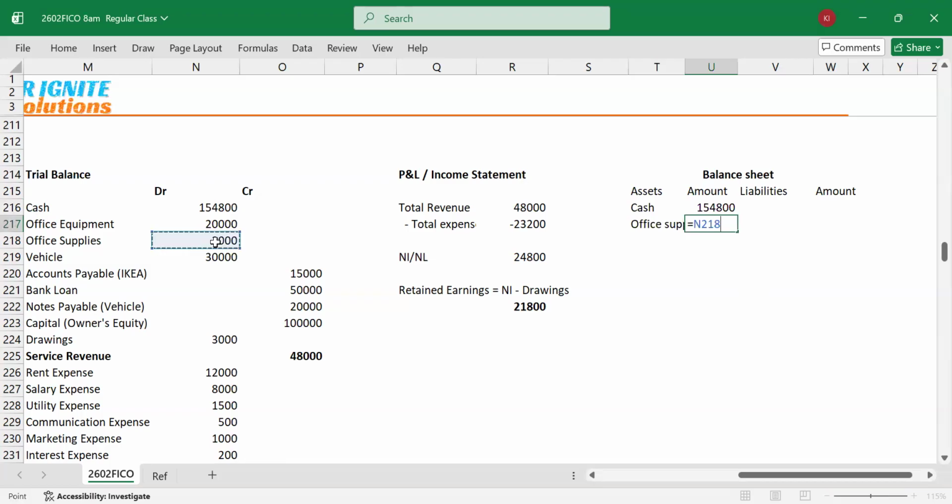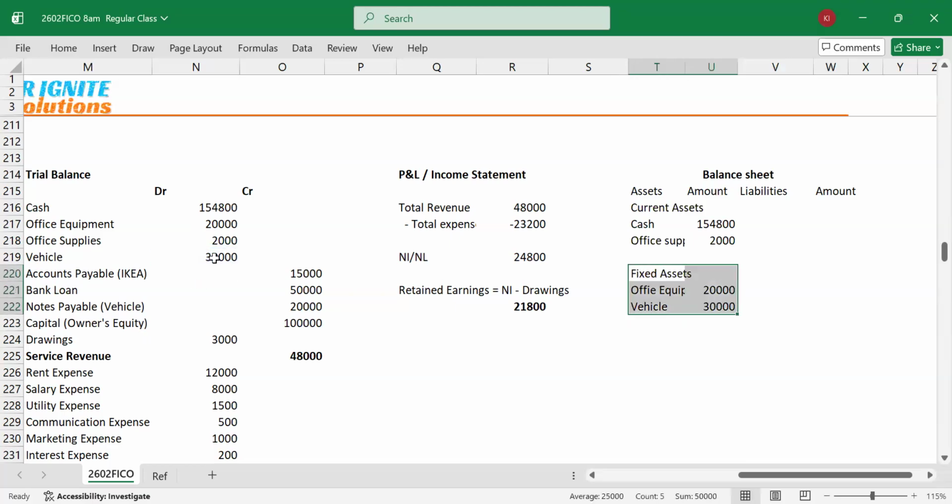Vehicle also is your fixed asset, right? These are current assets, I would say. Let me put this as current assets. There is something called fixed assets now. Fixed assets, your office equipment. Office equipment is going to be a fixed asset for you, which is 20,000, and vehicle carries again 30,000. These are my fixed assets category.